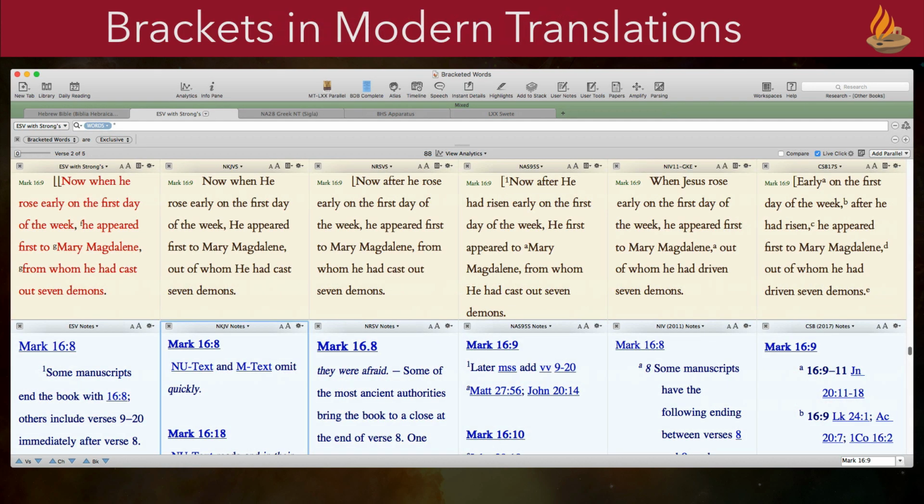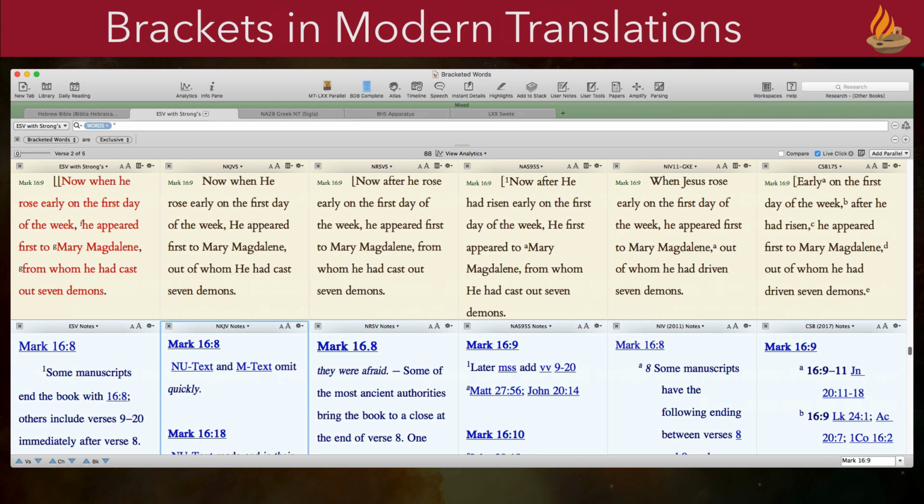Our final example is modern English translations. They also use brackets, generally to identify text that the editors believe is old but probably not original. Here are 6 modern translations. With the exception of the ESV, far left, they are arranged roughly by publication date, with the most recent on the right. The bottom row has the notes from each translation.